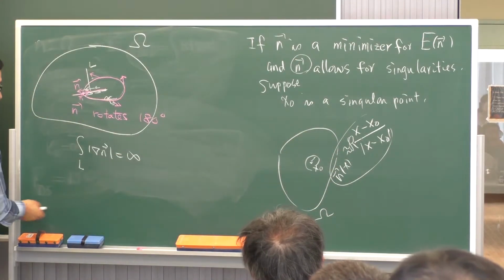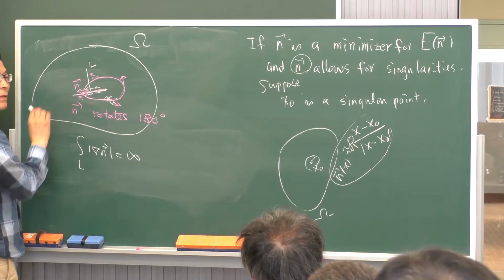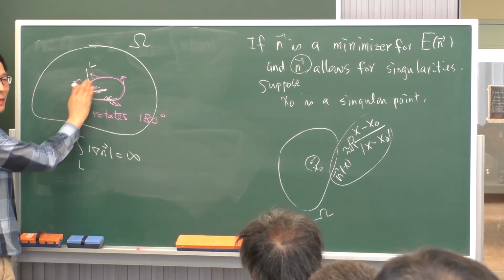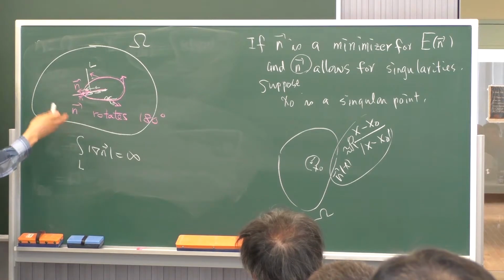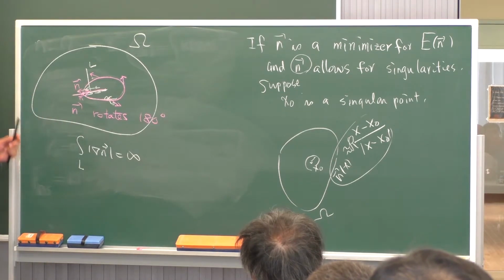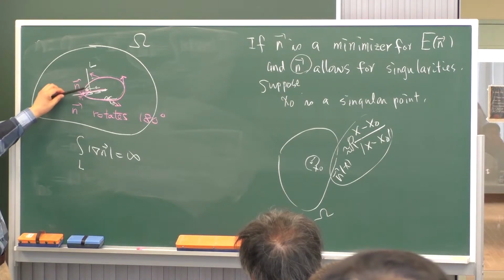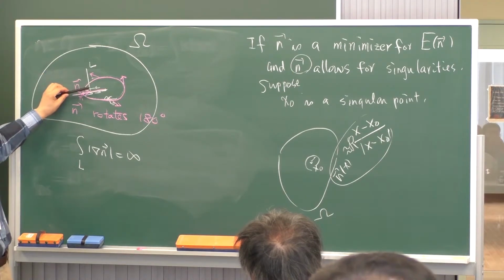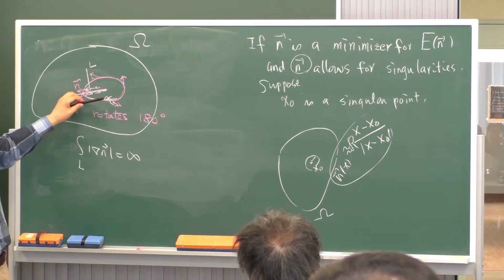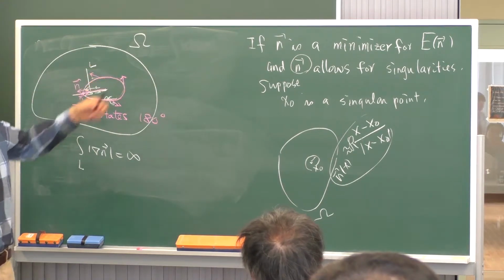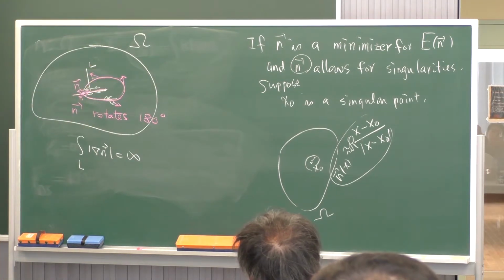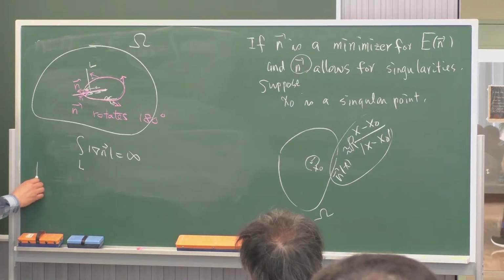Okay? But in physics, this type of structure is observed. As mathematicians, we try to understand how to capture these structures using PDEs or variational energy forms. That's one of the reasons we are interested in the new model. It is called the Landau-de Gennes model.